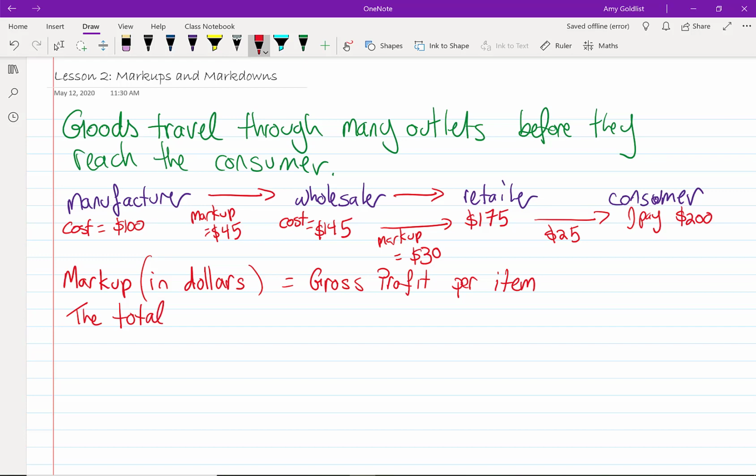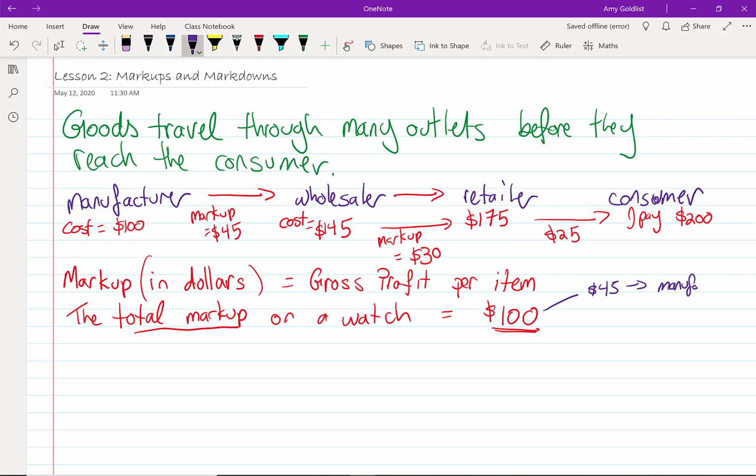Here, the total markup from start to finish on this watch, on this item, is $100. That $100 is divided up. $45 goes to the manufacturer. Next, $30 goes to the wholesaler, something like Costco, where the retailer shops, or a person who buys from factories then sells just to stores. The retailer makes $25, and that's the store at the mall where I bought my watch.